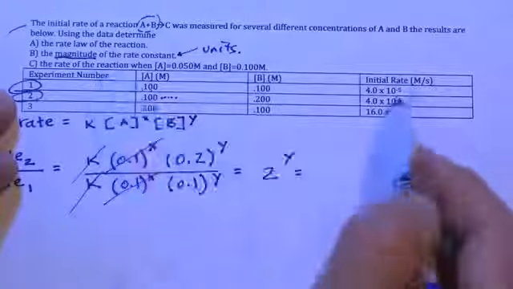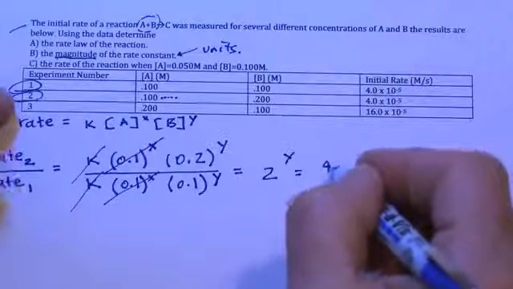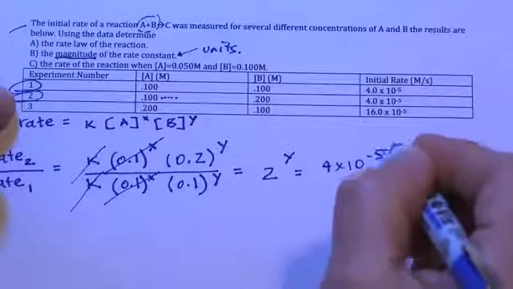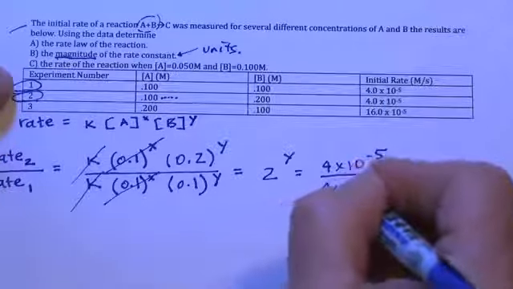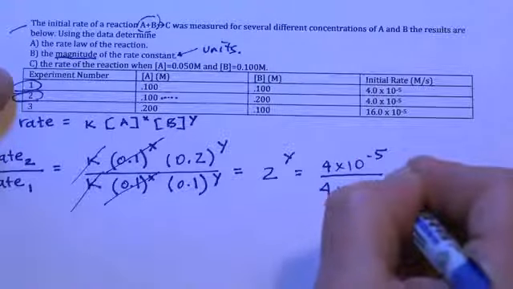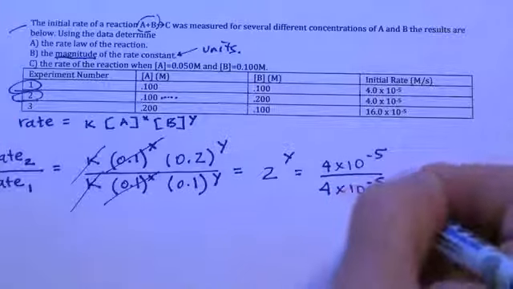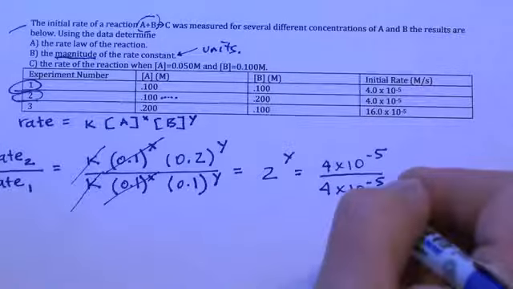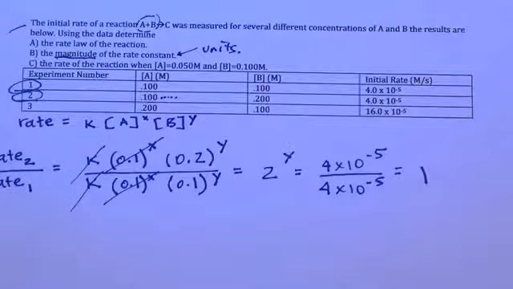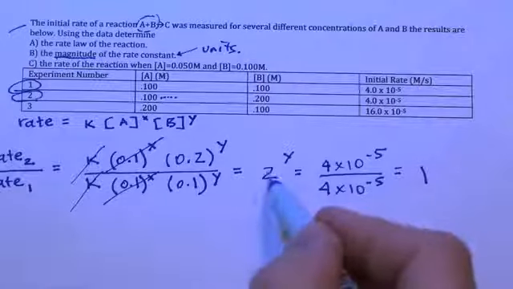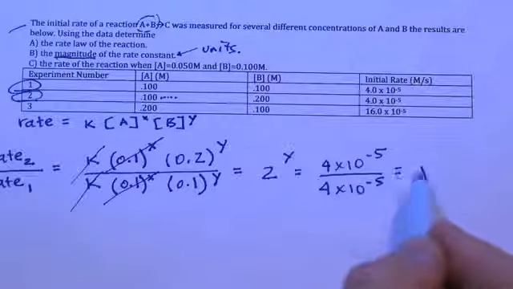The rate of 2 is 4 times 10 to the negative 5th molarity per second, divided by the rate of 1, which is 4 times 10 to the negative 5th. I'm sorry, I meant negative 5th. Whoa, those two numbers are the same. Two numbers that are the same is equal to 1. So I end up with the mathematical equation 2 to the y power is equal to 1.